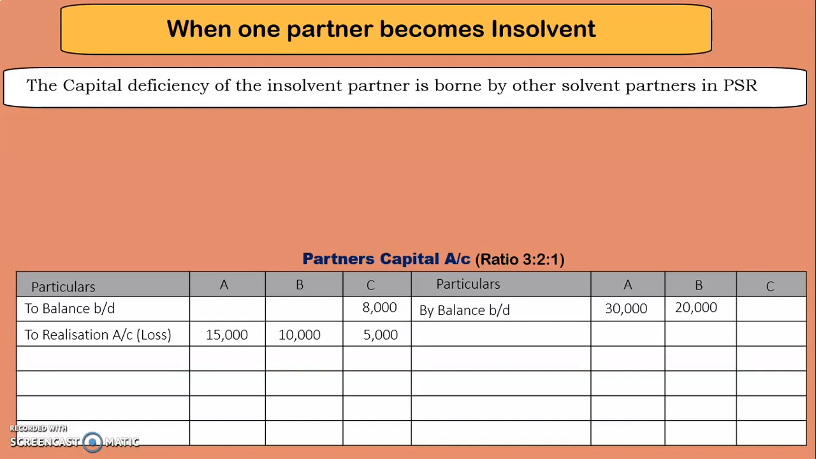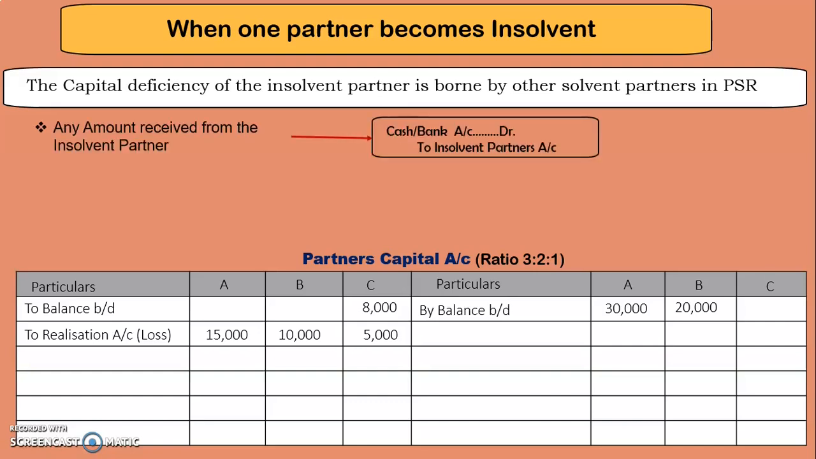So as we know, the liability of partners is unlimited and joint. So here, the personal property of C will be used, and if any amount is received from the personal property, then we have to pass the following entry, that is cash or bank account debit to that insolvent partner's account. So here in this case, suppose we have received rupees 3,000 from partner C, then we'll write 3,000 on the credit side of C's capital account by cash or bank.